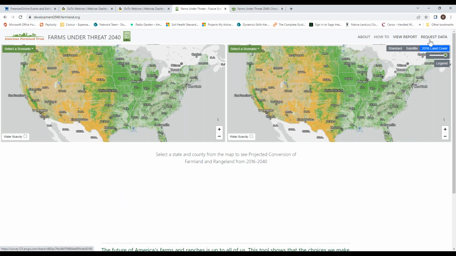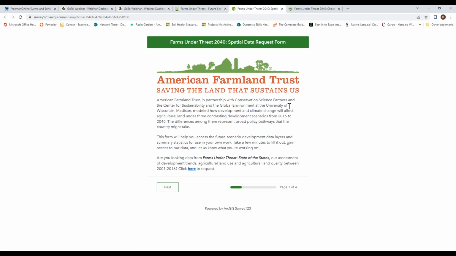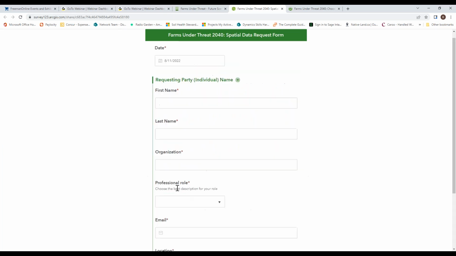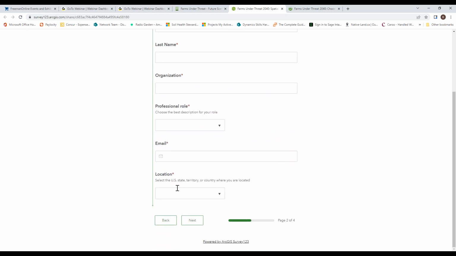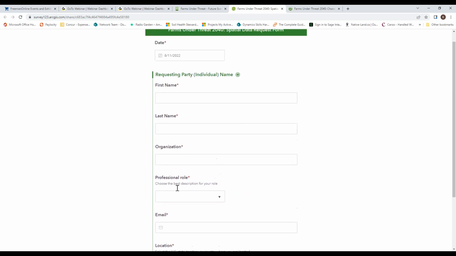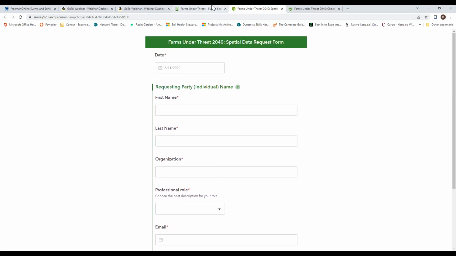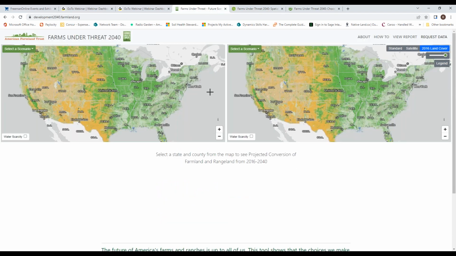And next to that is the Request Data tab. If you would like any additional data, you would like the spatial data layers, or you would like information at the county level, please feel free to fill this out, and it comes into us, and we will be back in touch, presumably with the information that you want.